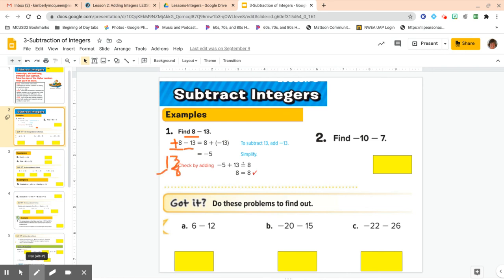So 13 minus 8 gives you a 5. Take the sign of the higher number. 13 is higher. He has a negative. Then you'll be exact. Your answer is a negative 5.